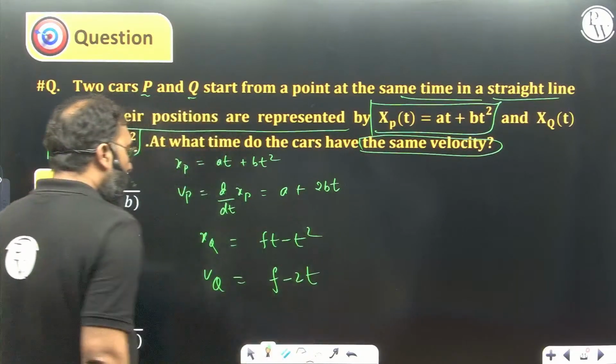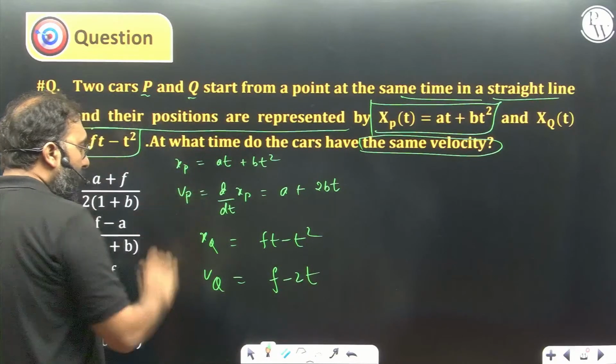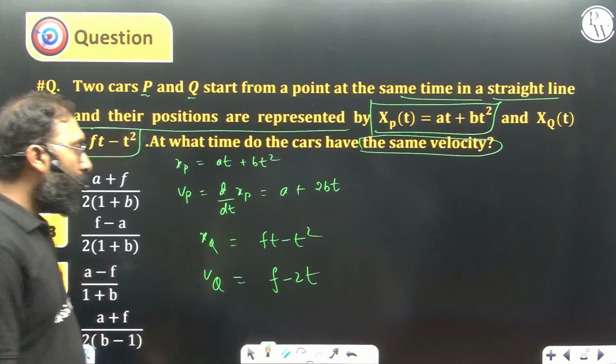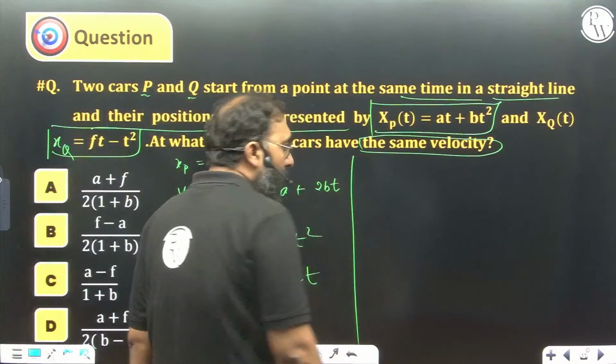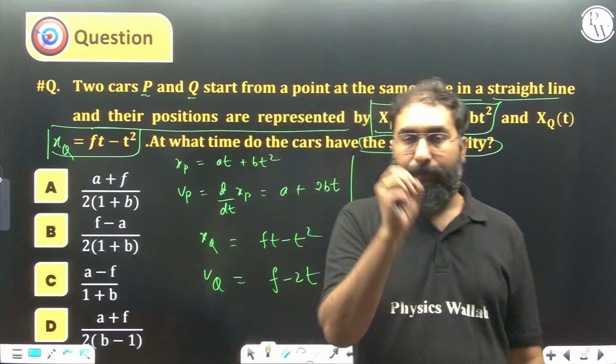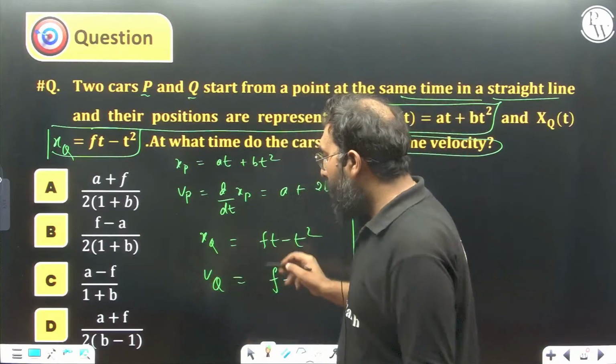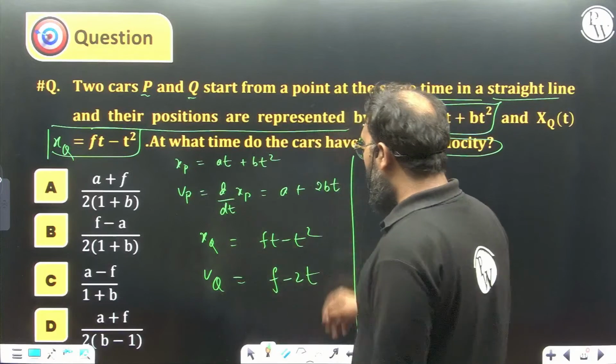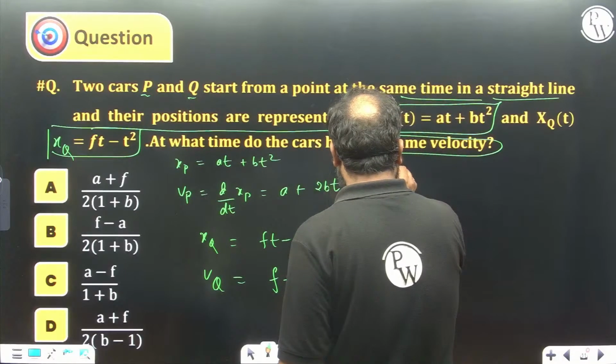Okay. So we have got the velocity of car P and the velocity of car Q, and it is asked at what time they will have the same velocity. So we have Vp and Vq. Let's equate them. Vp equals Vq.